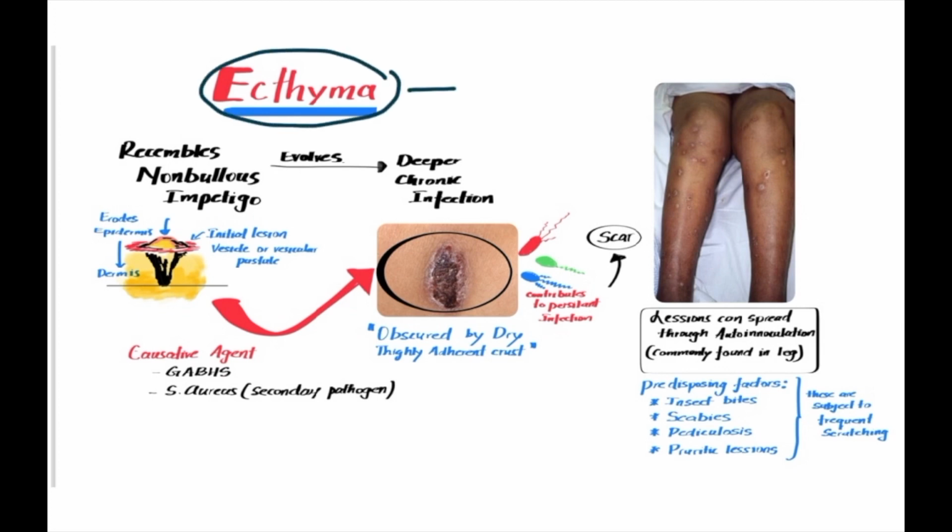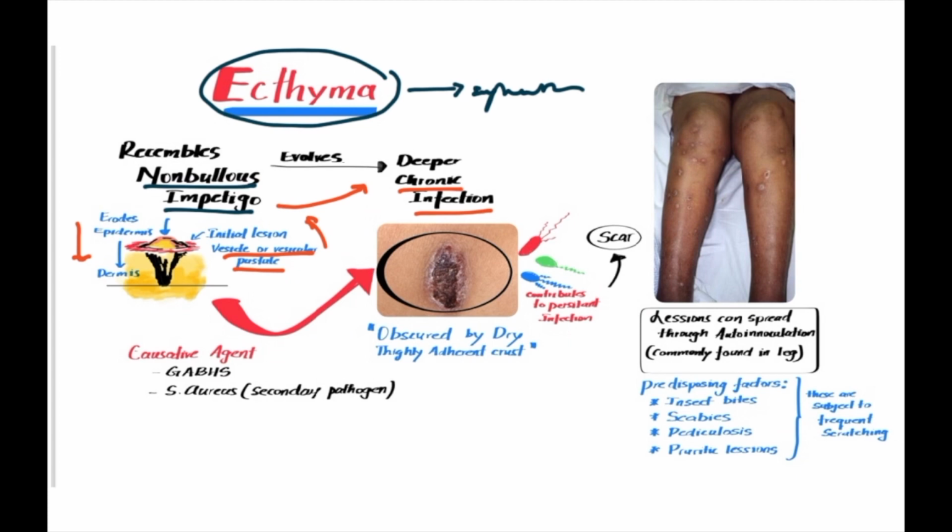Ecthyma is a type of superficial skin infection just like impetigo. In the early part of this infection it resembles non-bullous impetigo, and in the later part it will evolve into a deeper chronic infection. You can see here it starts as a vesicle or vesicular pustule, just like non-bullous impetigo, and it starts to erode into the dermis through the epidermis.